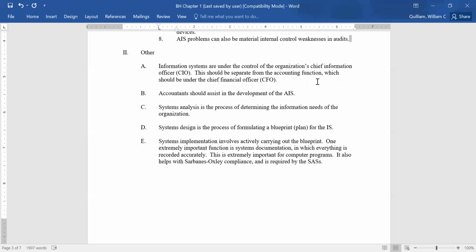Then C, the term systems analysis. It's the process of determining the information needs of the organization. Again, accountants should be there. Then D, systems design, is the process of formulating a blueprint or a plan for the information system. And then the term systems implementation involves actively carrying out the blueprint. So implementing that blueprint. And one extremely important function is systems documentation, in which everything is recorded accurately. And that's extremely important for computer programs. And it also helps with Sarbanes-Oxley compliance. It's required by the SASs. So as always, the mantra is document, document, document.